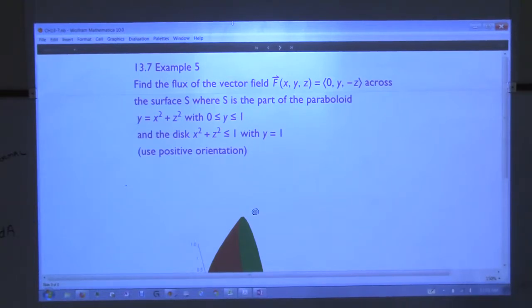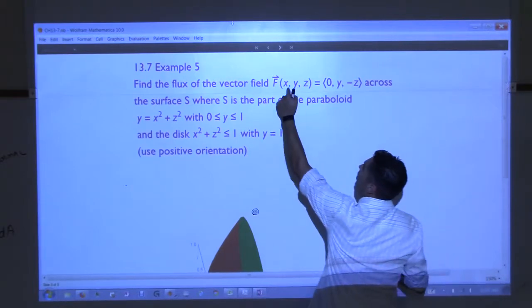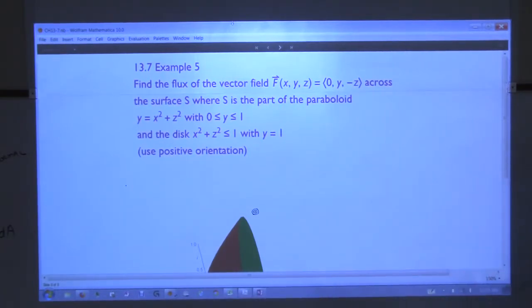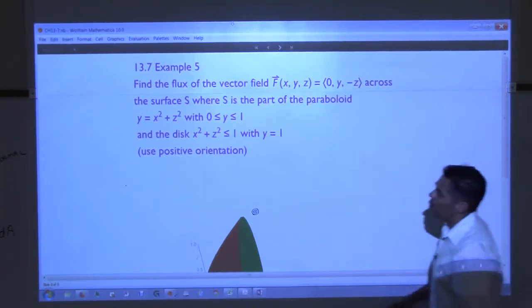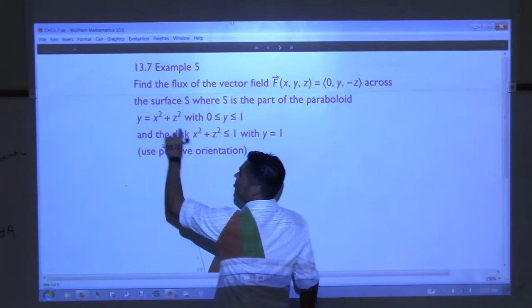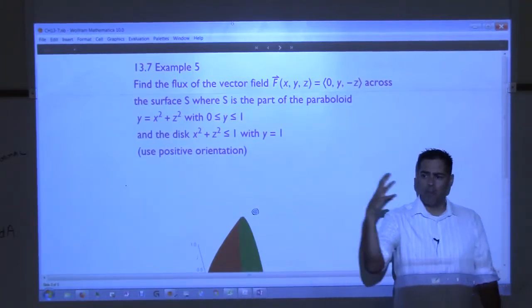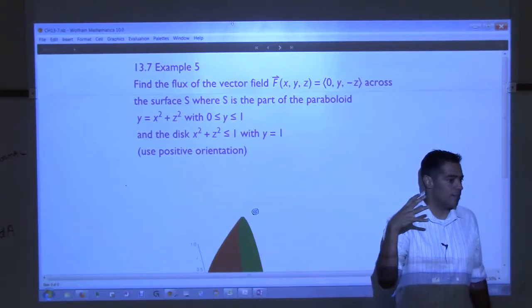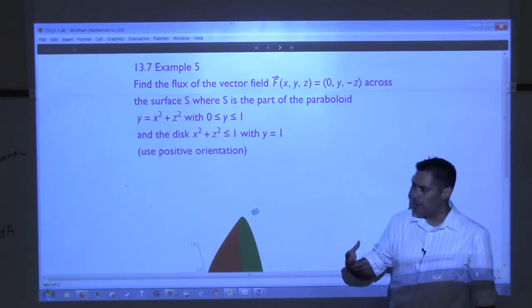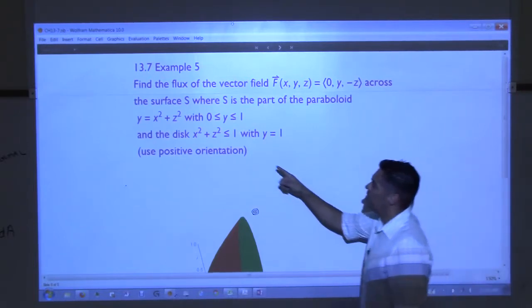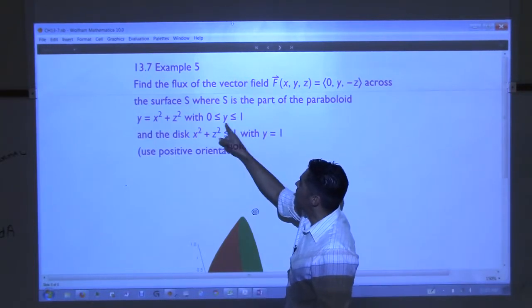We have a vector field. So here's our vector field, P, Q, R, across this surface S, where the surface is actually 2 surfaces. It's part of a paraboloid, y = x² + z². You have to understand that that looks like a bowl that opens sideways out the y-axis. You have to remember that from when we were covering quadratic surfaces. It also gives you a restriction that the y-coordinate is between 0 and 1.